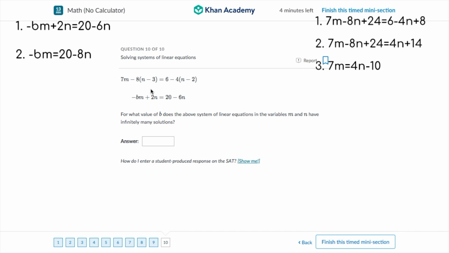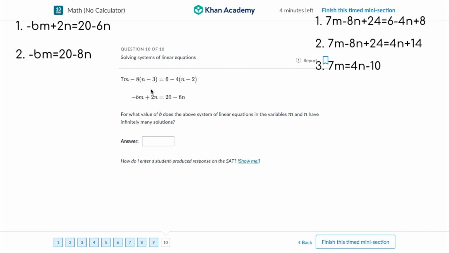Well, simplify that further. We can add the 8n over. So if we add 8n to both sides, we get 4n on the right side. So we have 7m is equal to, let's also subtract 24 from both sides. So now we're going to have 7m is equal to 4n, and we have 14 minus 24, which is negative 10. So now we have 7m is equal to 4n minus 10.